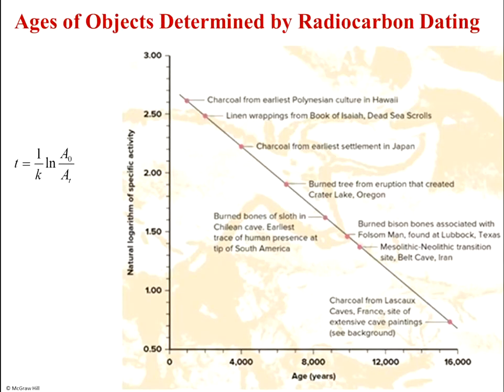So here you can see ages of objects determined by radiocarbon dating. These are just some examples over the last 16,000 years. Various sorts of human or biological sites, and you can see that the natural logarithm of the specific activity of carbon-14 decreases over time for these various applications. Your book talks a little bit more about this.